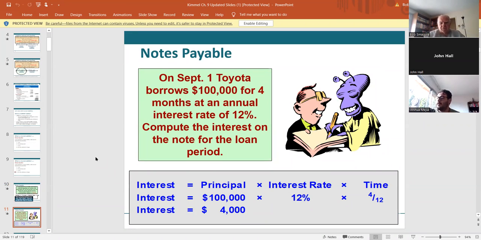Let's look at notes for the first time. Toyota borrows $100,000 for 4 months, annual interest rate 12%. Whenever you see the interest rate, you are to assume it's for 1 year, okay? So that would be $12,000 per year on this note, 100,000 times 12%. Compute the interest on the note. Well, it's only for 4 months. So what did they do? They took 12% times 100,000. That is 12,000 or 1,000 a month for 4 months to come up with the interest amount.